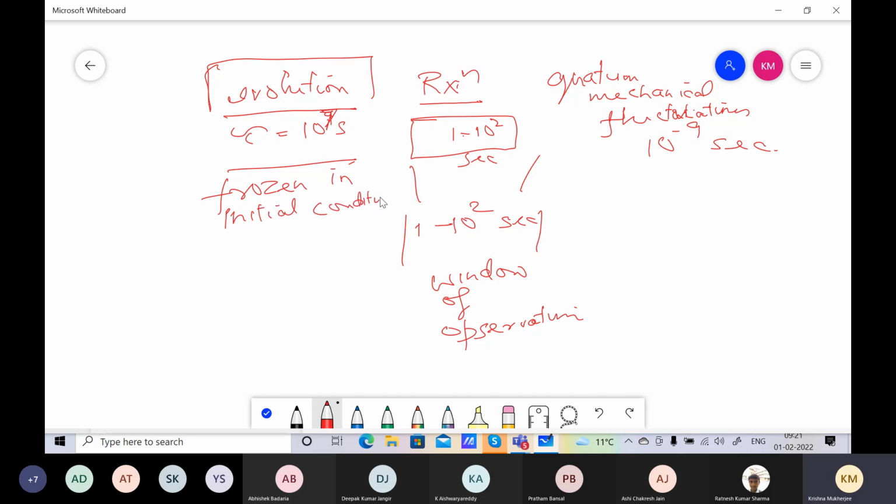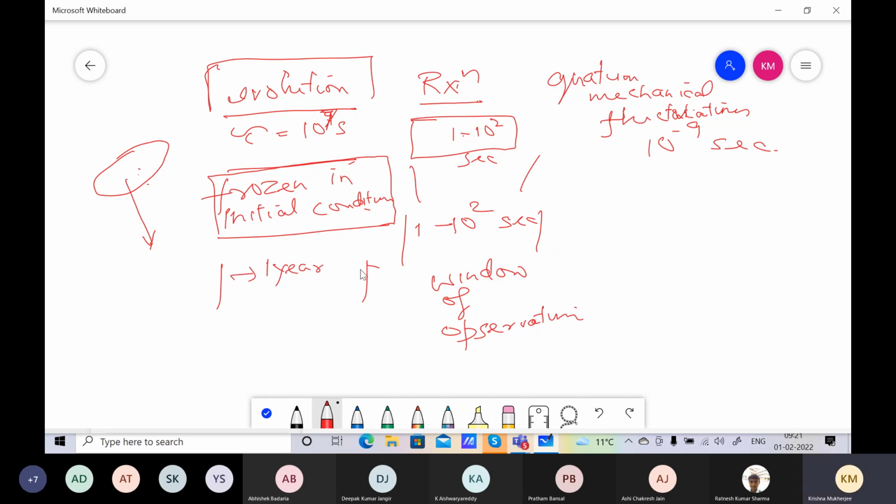What do I mean by this? Because we are studying it for a few minutes or few hours or few days, there is no change in the evolutionary pattern that you would observe. So for all practical purposes, the cells are not changing. They are not evolving at all. They are frozen in their initial conditions. Right? Assume that your window of observation was 1 year.